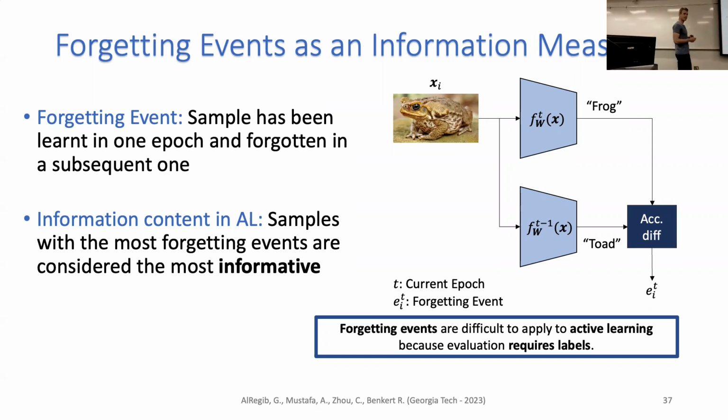Cool. Yeah. So forgetting events are just when it switches, not between different classes, but between the correct class and any incorrect class, right? So you can think about it intuitively: if I learned something previously and I forgot it now, that's what I call a forgetting event. That's what you call it when you forget something. Those are the ones that are shifting, right? So in that sense, yes.